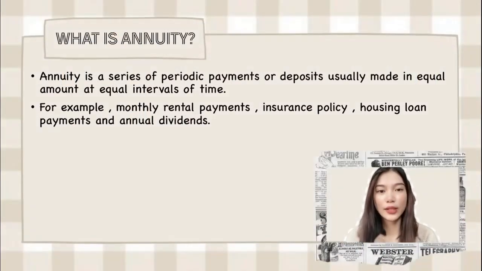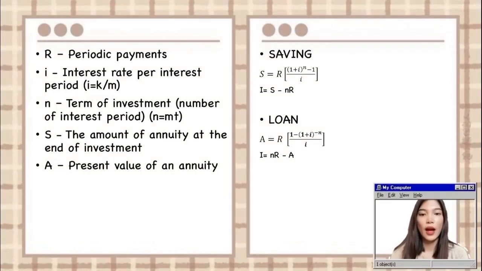Annuity is a series of periodic payments or deposits usually made in equal amounts at equal intervals of time. For example, monthly rental payment, insurance policy, housing loan payment, and annual dividends. R is periodic payment. I is interest rate per interest period. N is term of investment, number of interest periods. S is the amount of annuity at the end of investment. A is present value of an annuity.